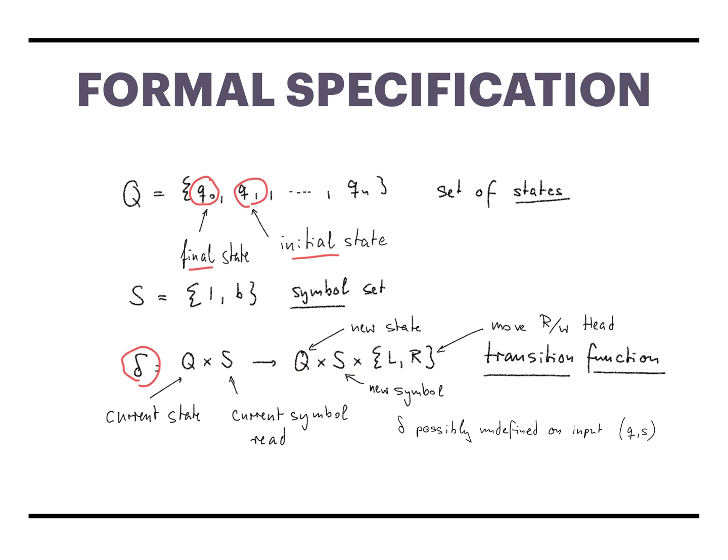So that would mean it would overwrite the current symbol by this new symbol and then move either left or right. There are also variants possible here, like a stay-in-place possibility for movement, right? But again, these are all equivalent when it comes to what kind of functions we can compute.